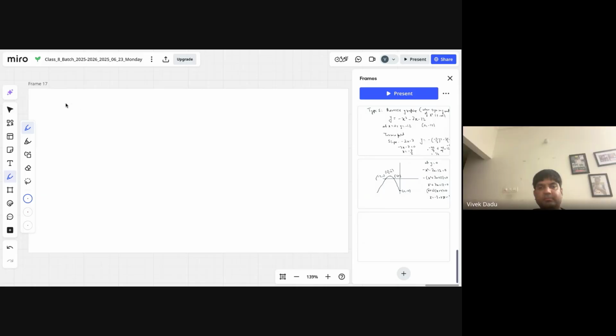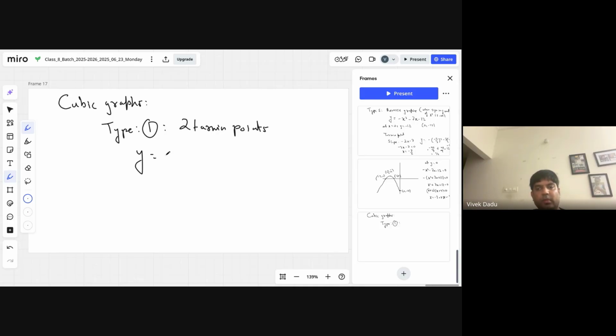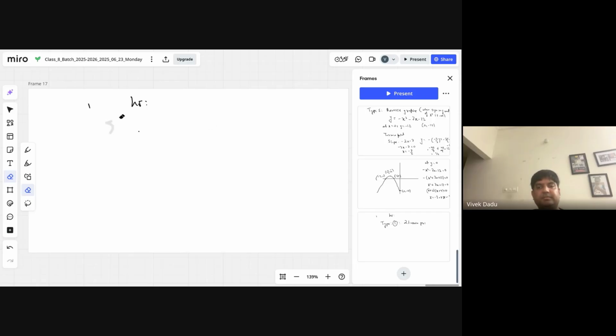Then comes cubic graphs. Here you can have multiple types. Type 1, 2 turning points. Or wait. Wait. First plot some of that.